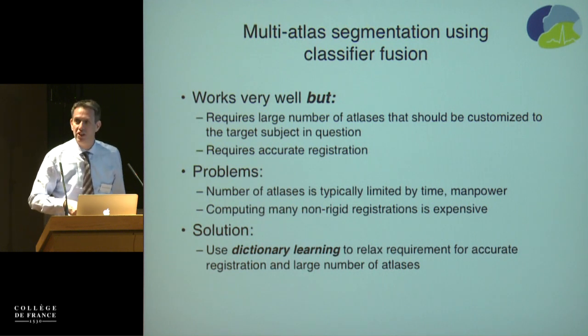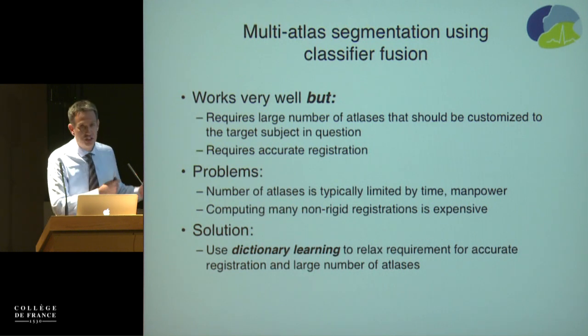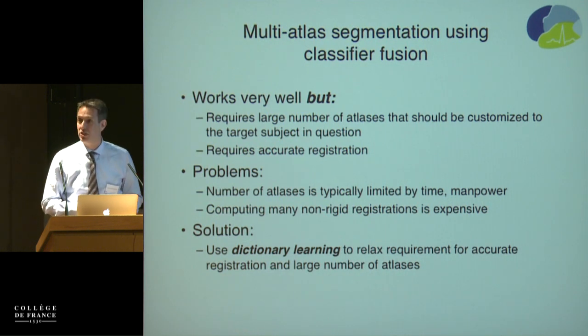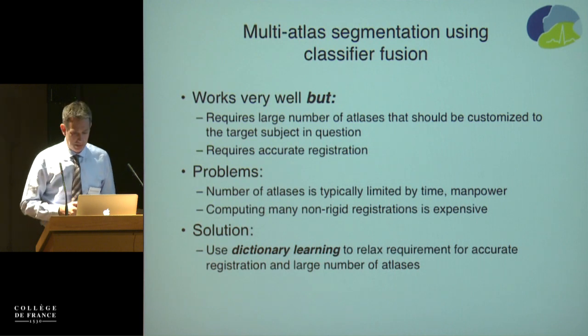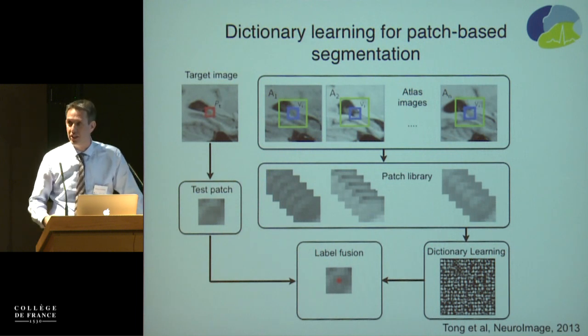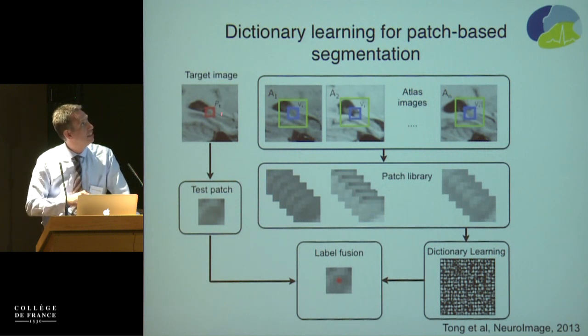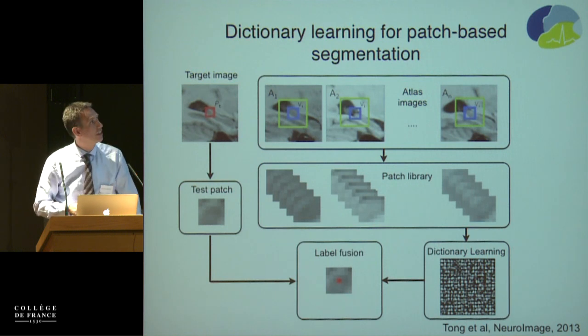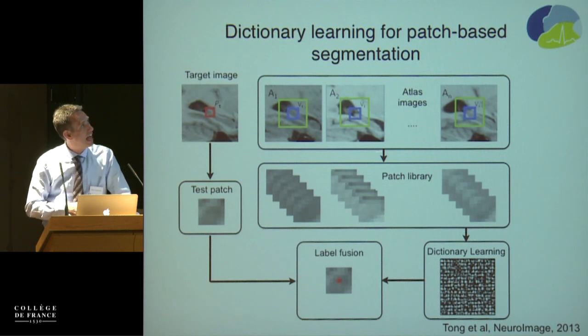So I'm going to show you a very similar concept, dictionary learning, now being applied for segmentation in order to relax the requirement for having a large atlas database and a very accurate registration. And the idea is the following. If I want to segment this target image, I'm going to use a patch which I'm trying to label, the central pixel or voxel. And before I label that voxel, I'm going to take a number of patches within a window around the hypothesized location of that patch in my atlas database.